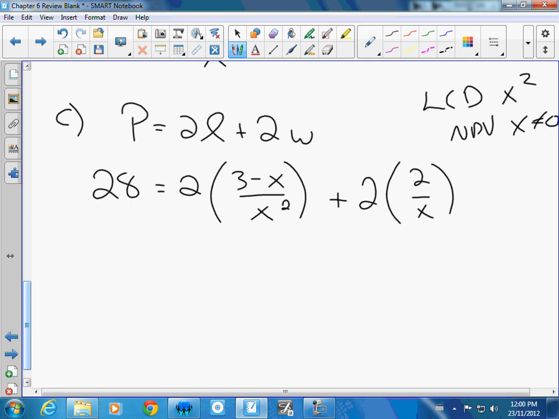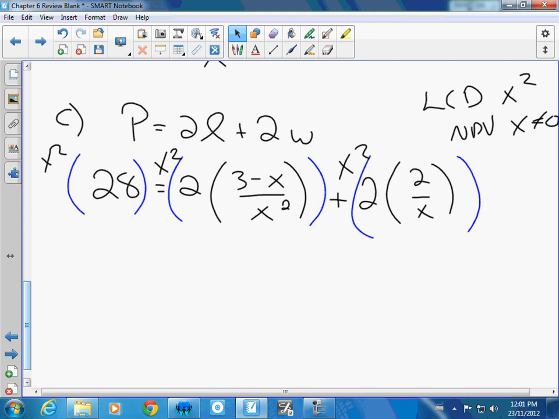Okay, so let's take each piece here, guys. Each chunk, and I'm just doing a different color on the board here so you can see what I'm timesing it by. I'm going to take each one and multiply it by what? X squared. That's all I'm doing. Okay? So that's 28 times x squared.